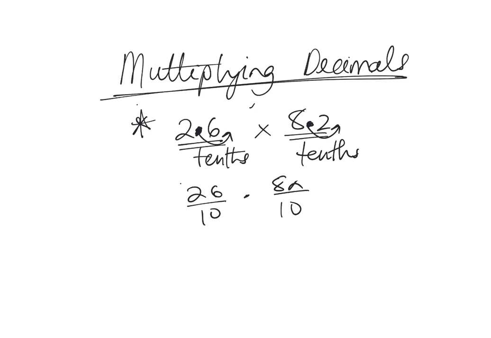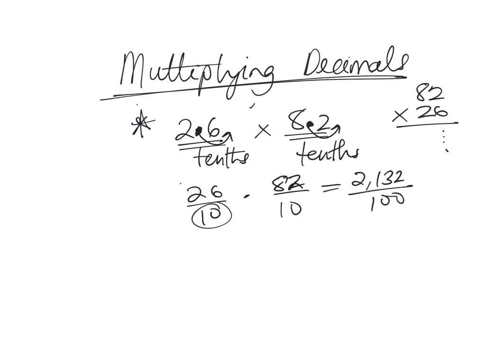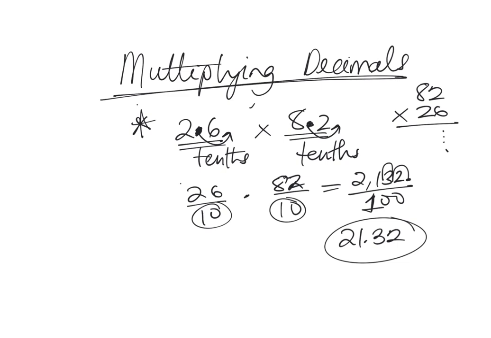And then you multiply 26 times 82, right? You can multiply it out, 82, 26. You can do your multiplication, which we've talked about earlier in the book. You will get 2,132. You divide that by 100, right? Because 10 times 10 is 100. Now you have 2,132 divided by 100. You move the decimal place twice to the left, 21.32. That will be the answer to that particular problem.